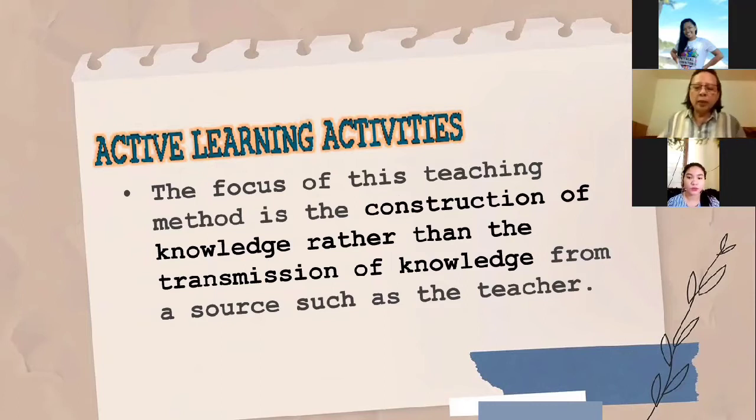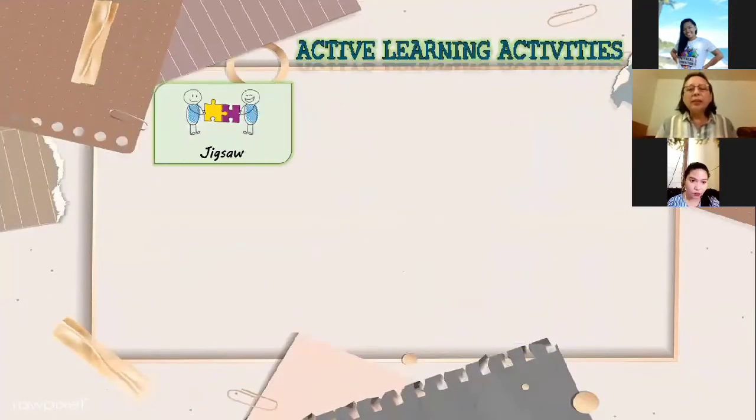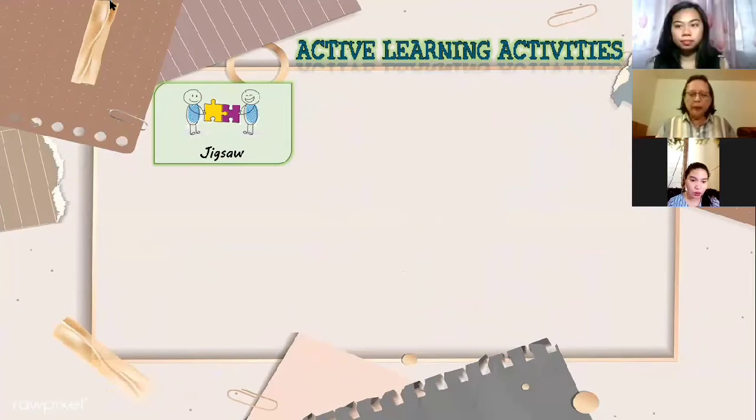Examples of these active learning activities are, all right, okay, we have the jigsaw puzzle. This is a technique that involves cooperative learning, wherein the emphasis is on the individual accountability and achievement of group goals. Another one is the question and answer session.